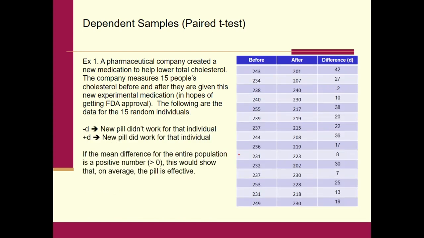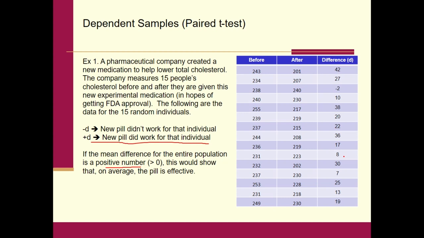So this is the way we think of it in statistics. If the mean difference, so if the average difference for the entire population, now this is just for 15 people, but if the average difference, the mean difference for the entire population is a positive number, then why? Remember what a positive meant? Positive meant that it's working. So on average, if the differences were positive, that means the pill is effective on average in lowering cholesterol. Okay?